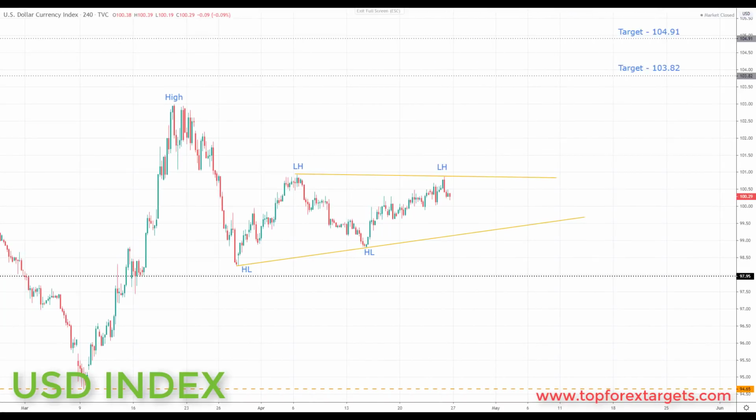As always, we're going to start off by looking at the US dollar index. Now, we always look at the US dollar index at the start of the video because it gives us a guide, a compass, if you like, towards the dollar pairs as to the strength of the US dollar itself. Is the US dollar strong? Is the US dollar weak? Is the US dollar neutral?